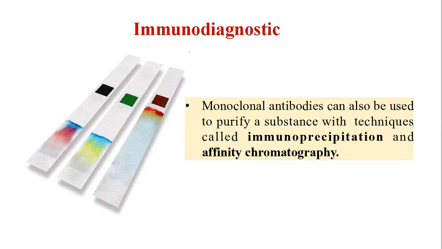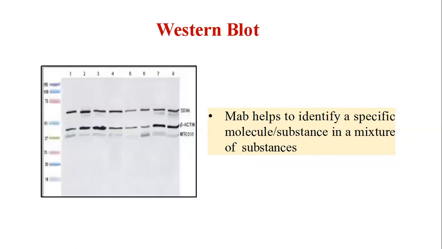So this is for the purpose of immunodiagnostics. Monoclonal antibody can be used in Western blot or immunoblot. Monoclonal antibodies are used that help to identify a specific molecule or protein substance that is in a mixture, whether it's present or not. So it can identify it in very small quantity.